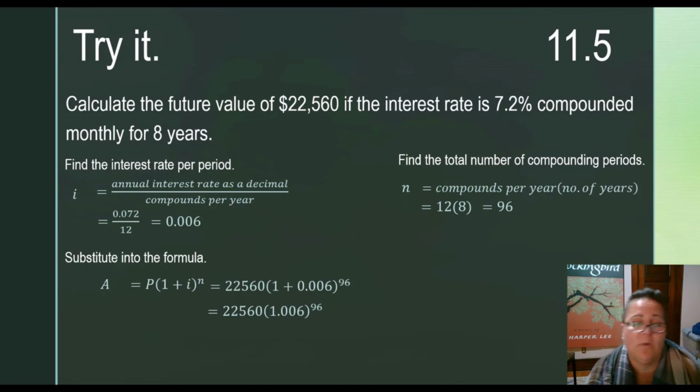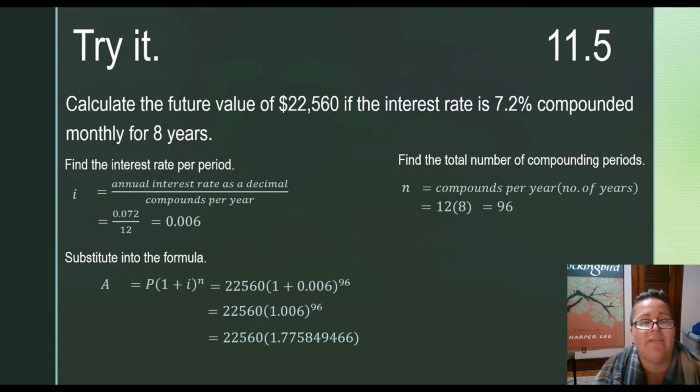So we're going to take 1.006 to the 96th power, and we're going to get 1.775849466. You don't want to round this. You do not want to round. The bank will not round. It takes money out of their pocket. Banks will not round. So we are not going to round. We are going to keep all the decimals.